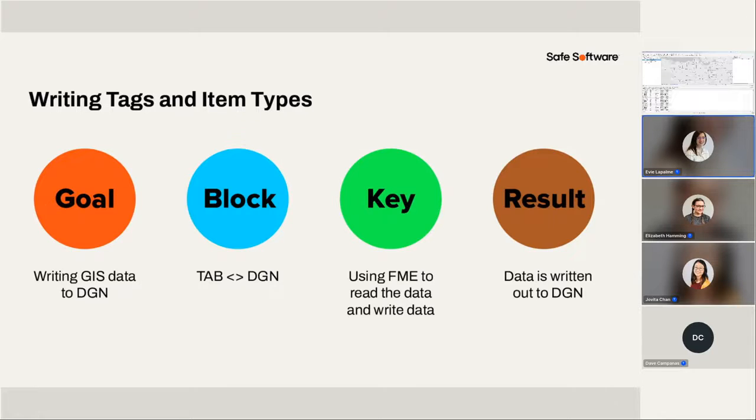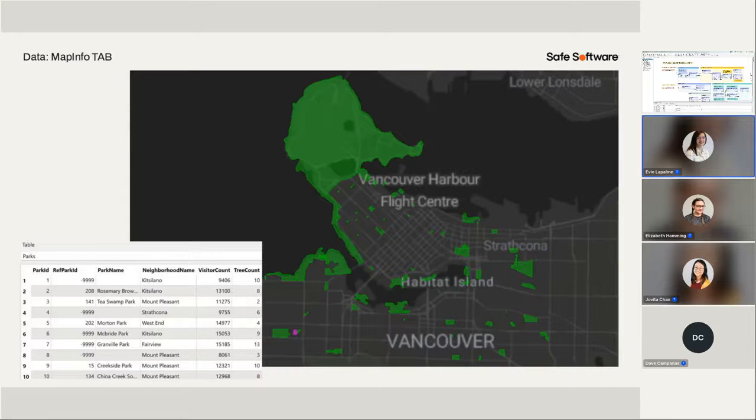Specifically, we have TAB data. And the key is to use FME to read the data and write the data. In the end, we have data that is written out to DGN with item types and with tags. So this is what the data looks like. In FME, it is a MapInfo TAB. It has a bunch of attributes here. I'm only going to transfer a couple of them with the item types, but it gives you a little bit of an idea of what we are working with.